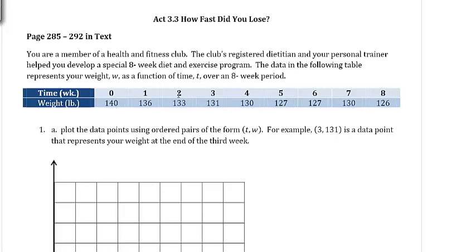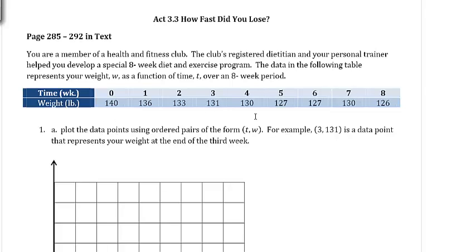So in the first row of this table, I have the time in weeks. So 0 represents right before I start the diet, my weight was 140, and then at the end of week 1, my weight was 136, at the end of week 2, 133, and at the end of week 3, I was at 131 pounds, and so on through the table.